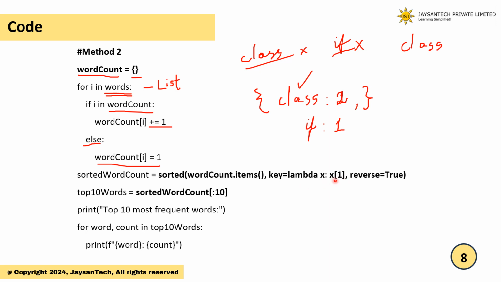So x of 1 means this 1 is for this value. So x of 1, based on this value we have to sort. Reverse is equal to true means descending order, so the most frequently available one comes first.